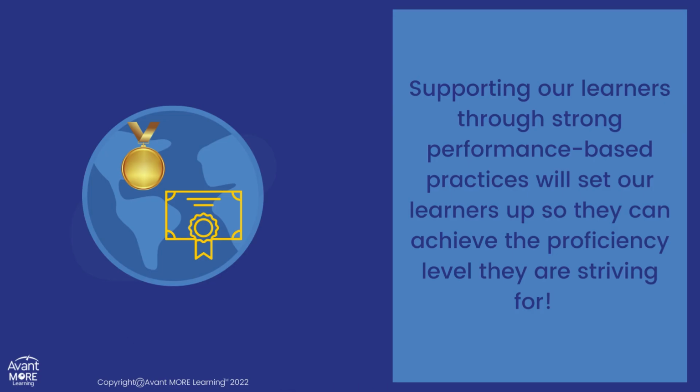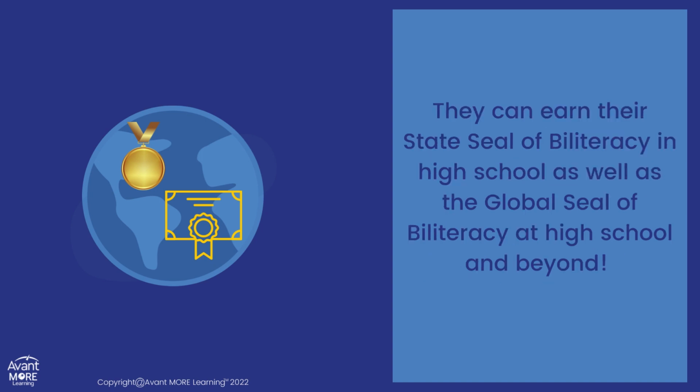The last phase that we're going to talk about is the achieve phase. In the achieve phase, this is where we really are supporting our learners through these performance based practices that are going to set them up to achieve the proficiency level that they are really striving for. They can go on with the scores that might be required in their state or through the Global Seal and receive a seal of biliteracy by achieving those levels of proficiency when they graduate.